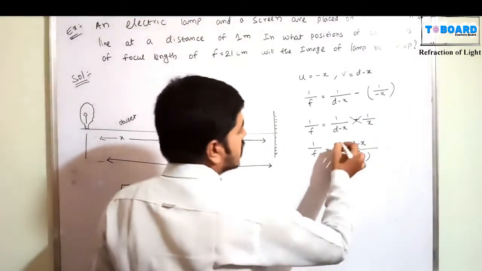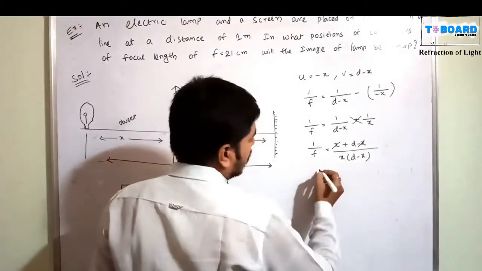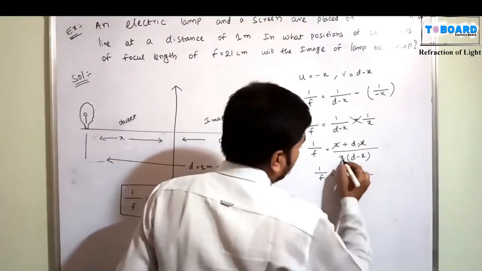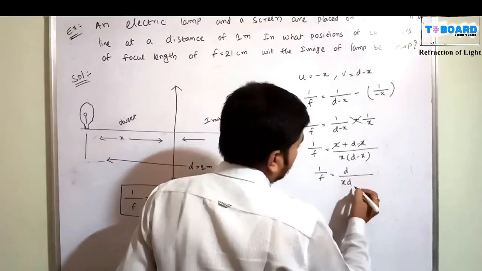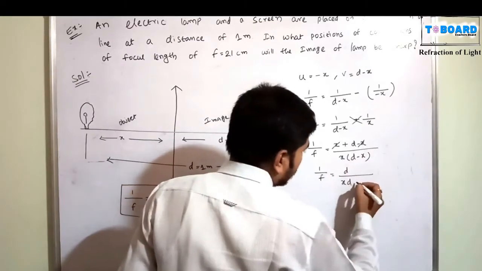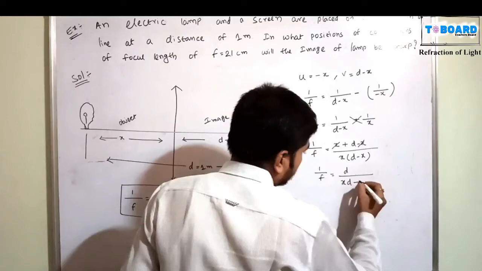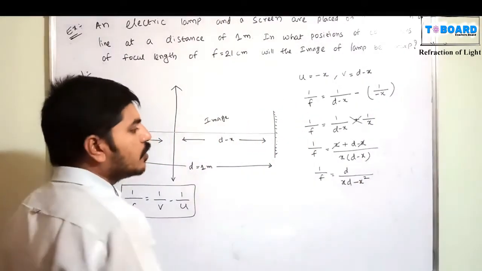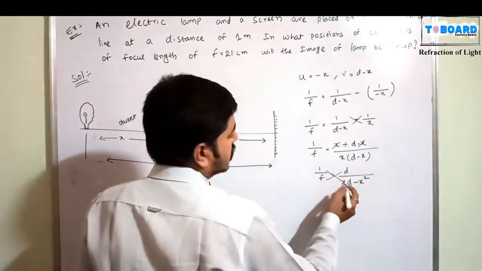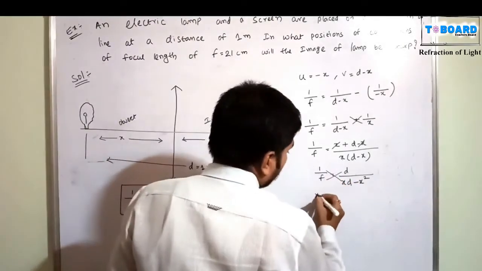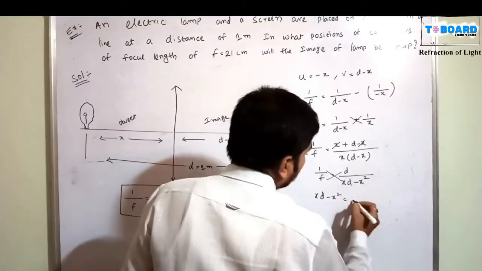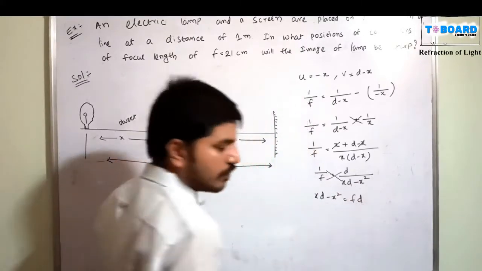Okay, so the plus x and minus x will get cancelled. 1 by f is equal to, so d by x into d means xd, and minus into minus, minus into plus, minus x into x square. Right? Again I am going to take a cross product. So xd minus x square is equal to f into d.